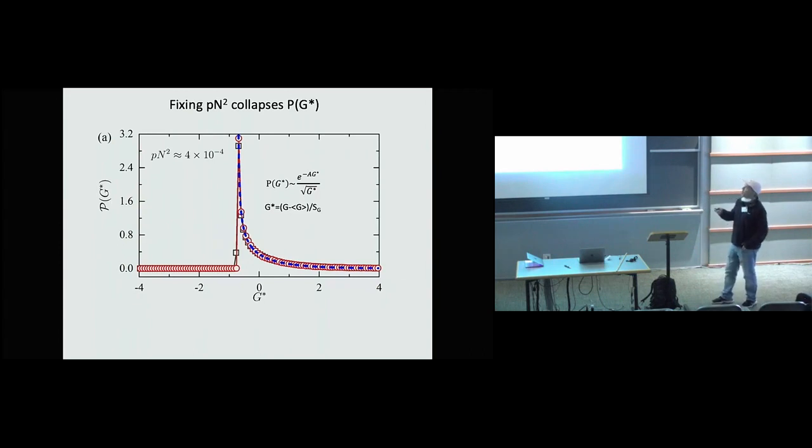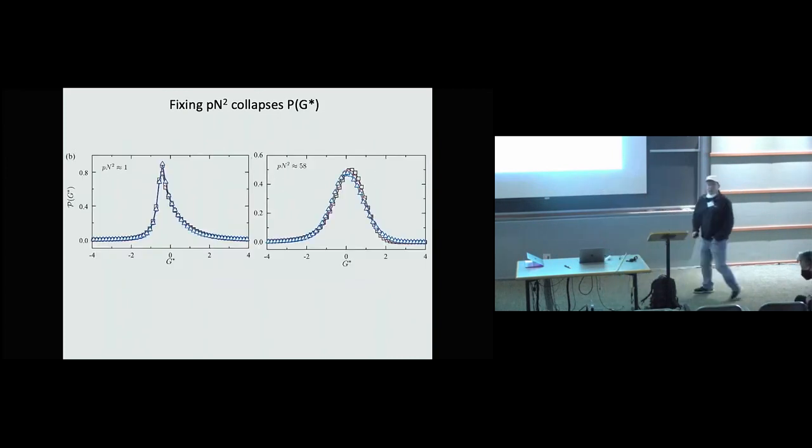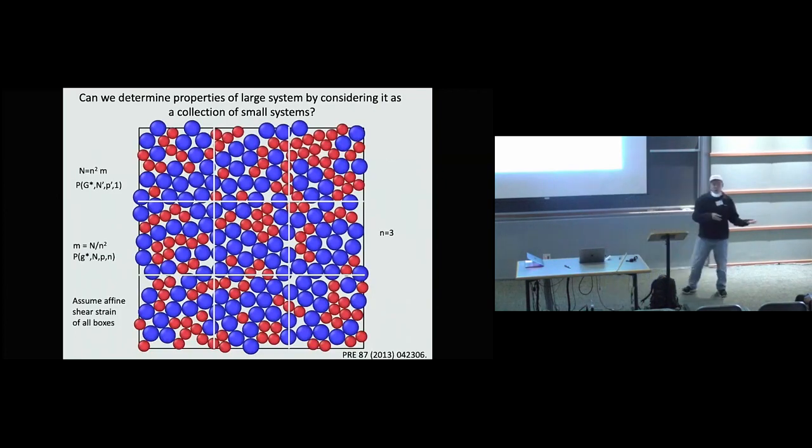So if you have a low value of Pn squared, they look sort of like this skewed distribution, very strongly peaked. But then when you increase Pn squared, you still get collapse, but you have a family of curves at different Pn squared values. And it gets broader as you go to larger Pn squared values.